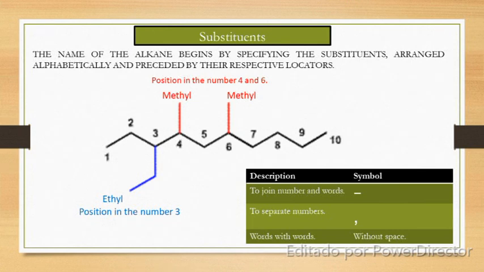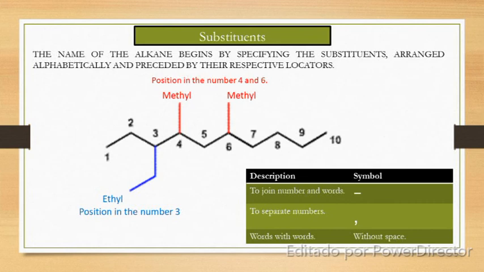The name of the alkane begins by specifying the substituents, arranged alphabetically and preceded by their respective locators. For example, in numbers 4 and 6, there are two methyls. The substituents begin with the letter M, and the other substituent is an alkyl that begins with the letter E. Therefore, the ethyl is the first substituent to be named.